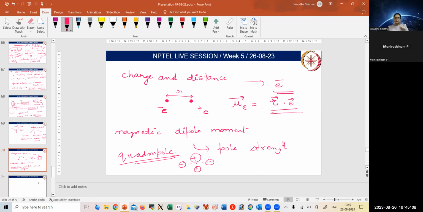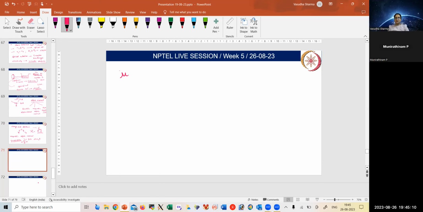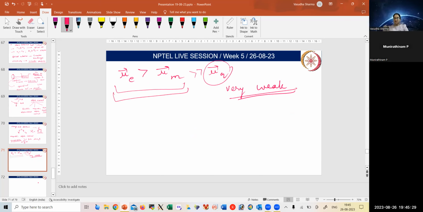So they will make a quadrupole. Corresponding to these three, mu E has the highest strength compared to mu M, and the quadrupole is very, very weak. So its contribution towards the dipole moment is negligible. So only these two factors remain the most prominent when we are talking about the dipole moment.